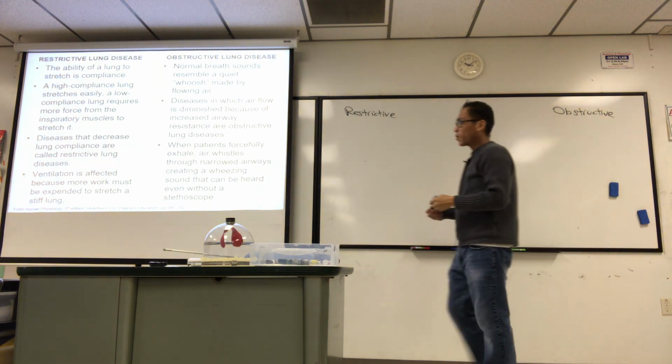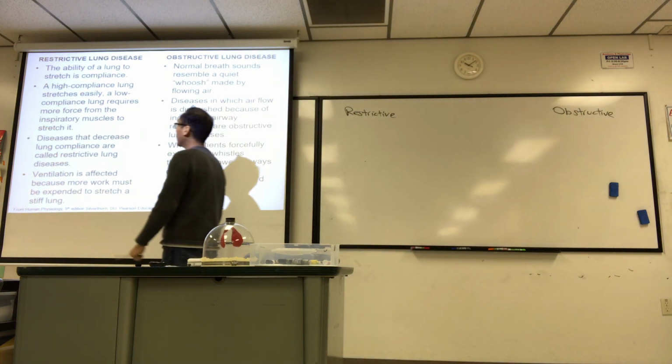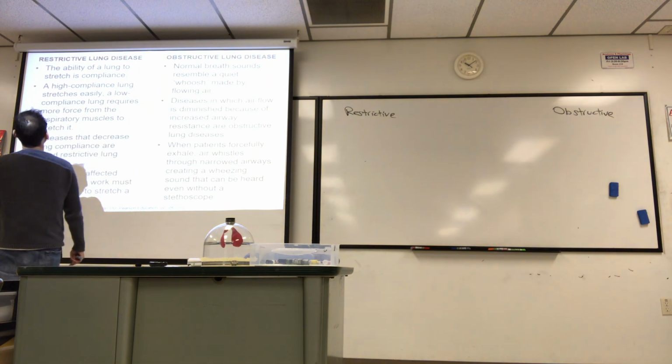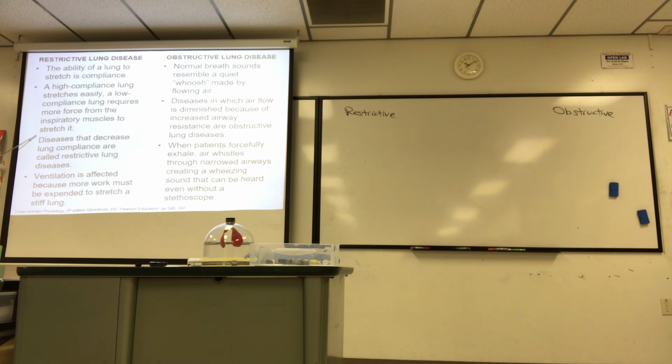Okay, so let's read my bullet points here. Restrictive is actually very descriptive of what it is. It talks about the ability of a lung to stretch, which is compliance. I mentioned that. A compliant lung is pretty much a good thing. A highly compliant lung stretches easily. A low compliant lung is a stiff lung. It requires much more force from inspiratory muscles to stretch it.